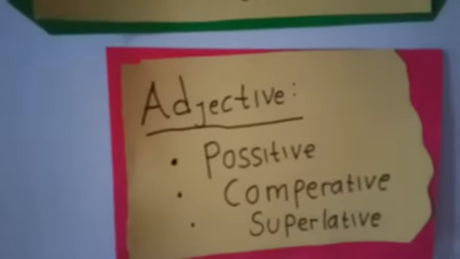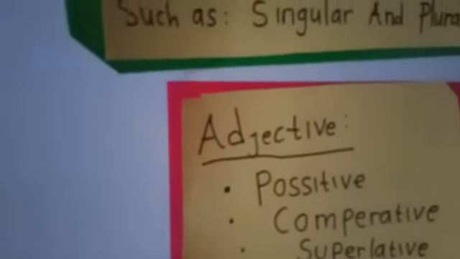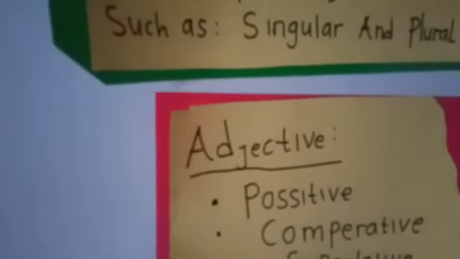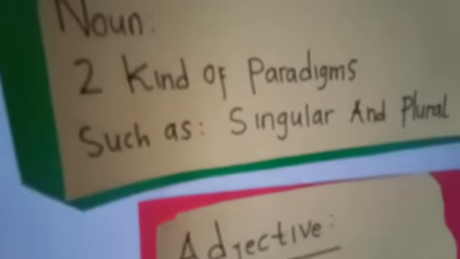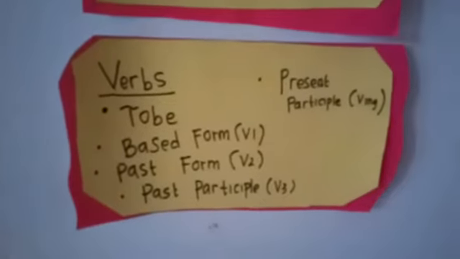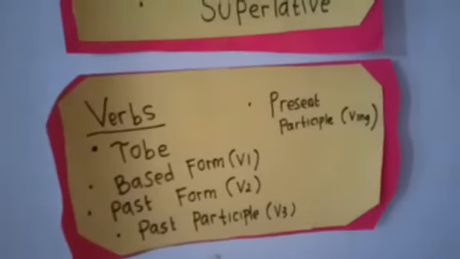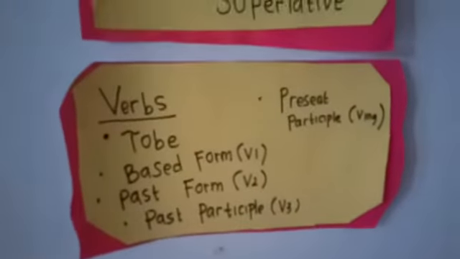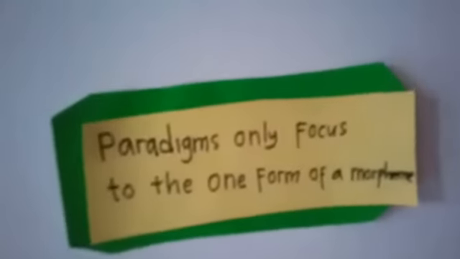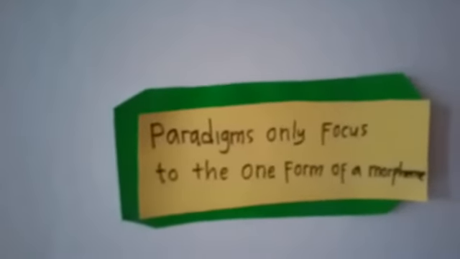I think you already know about this, like clever, cleverer, and cleverest. And then verb. This is the kind of verb, like to be, base form, verb 1, past form, past participle, present participle, or verb ing. So I make a conclusion that paradigm only focuses on one morpheme only. So they are not related to other things, but only to the form of a morpheme.